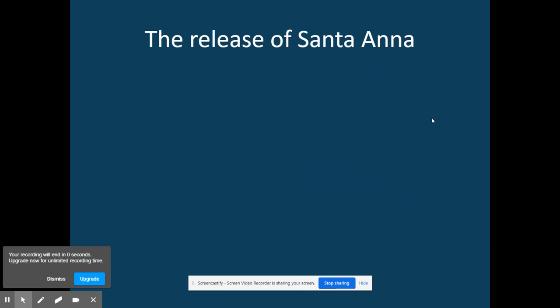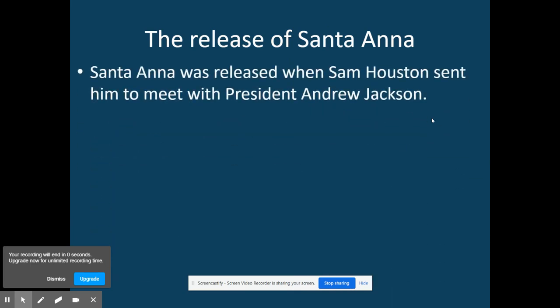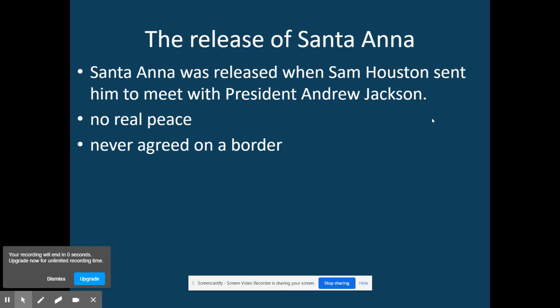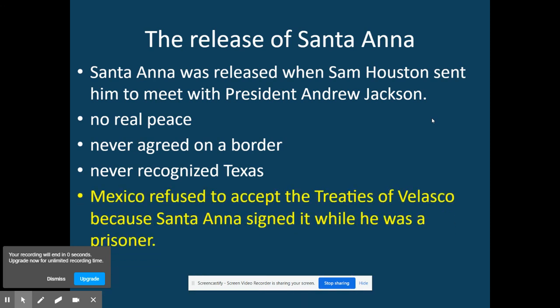The release of Santa Anna. Santa Anna was released when Sam Houston sent him to meet with President Andrew Jackson. There was really no peace, and they never really agreed on a border, and Mexico never recognized Texas. Mexico refused to accept the Treaties of Velasco because Santa Anna signed it while he was a prisoner.